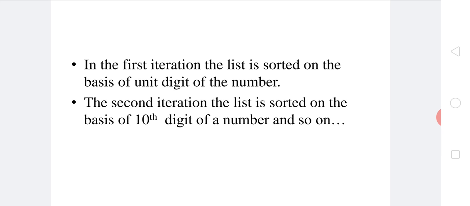In computer science, radix sort is a non-comparative sorting algorithm. It avoids comparison, meaning most of the comparison is avoided. It avoids comparison by creating and distributing elements into buckets. Already we have seen that in selection sort and bubble sort, every time each location element is compared with the next location element. But here in radix sort, the comparison is avoided.